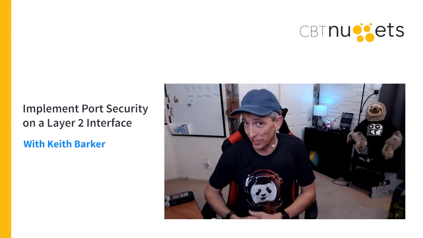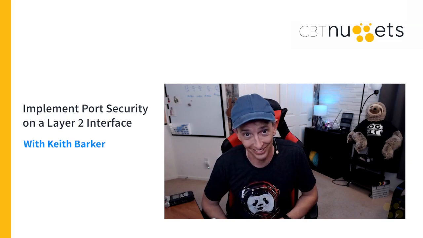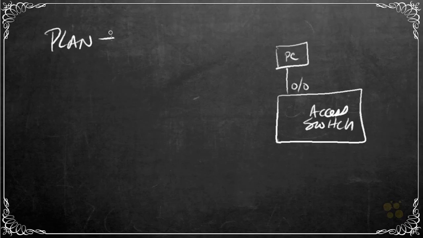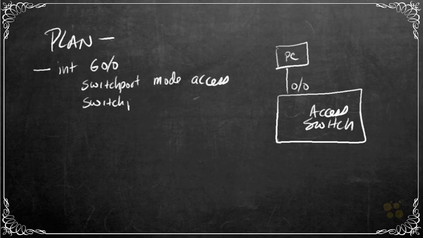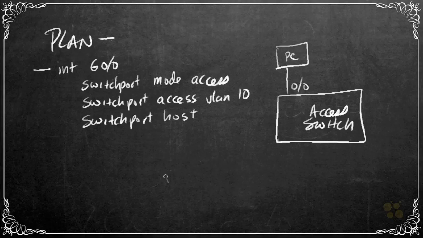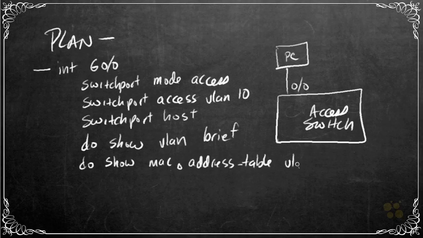In this video, you and I get to both implement and verify port security on a layer 2 switch port. Let's begin. So for our plan of attack, let's work with the access layer switch with its gig 0/0 interface. That happens to be where there's a computer. It's actually a Kali Linux box. It's available to you in the lab.